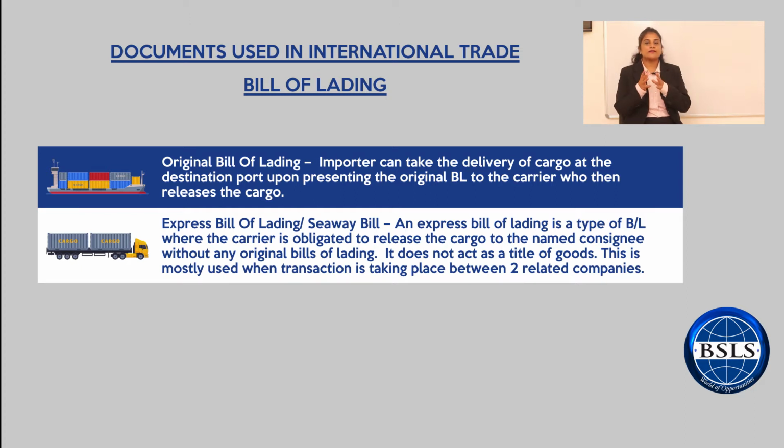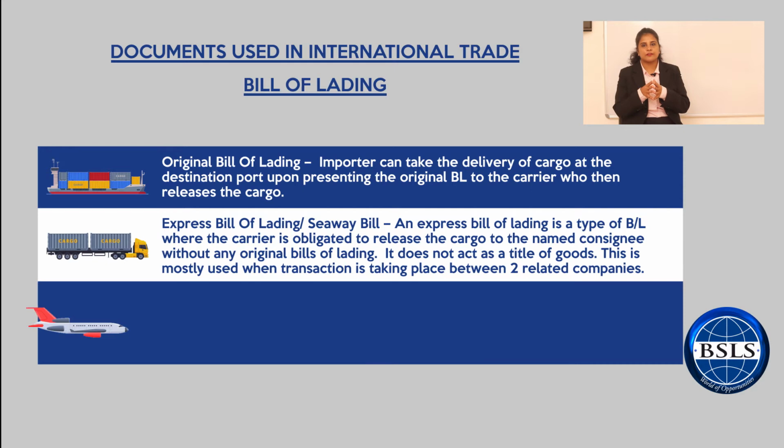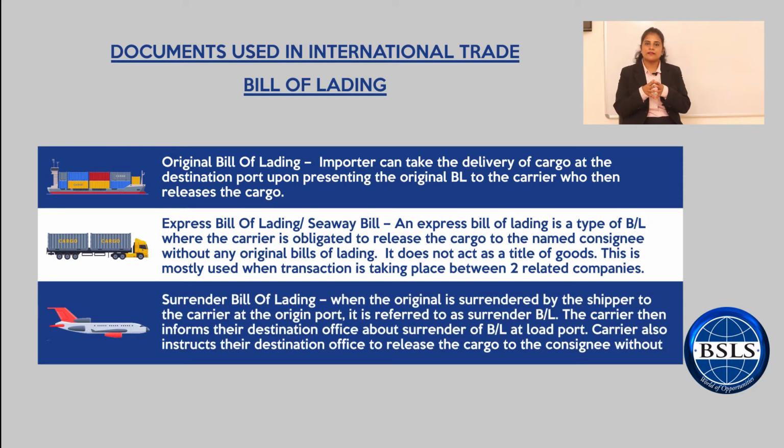The other way that a consignee can take release of the cargo from the carrier is through a surrender BL. In a surrender BL, the shipper surrenders the original bill of lading at the load port, wherein the carrier then transmits the message to their destination office to release the cargo to the consignee upon arrival. By using this method, it is easy for the consignee to take the cargo from the carrier upon arrival itself.